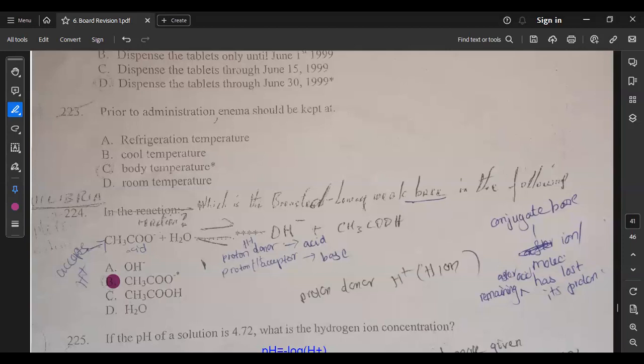Asmahan, do you mind explaining why it's B? Yes, Hasna. Why is it B?